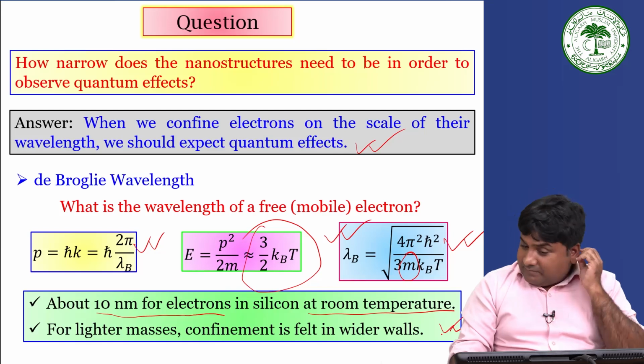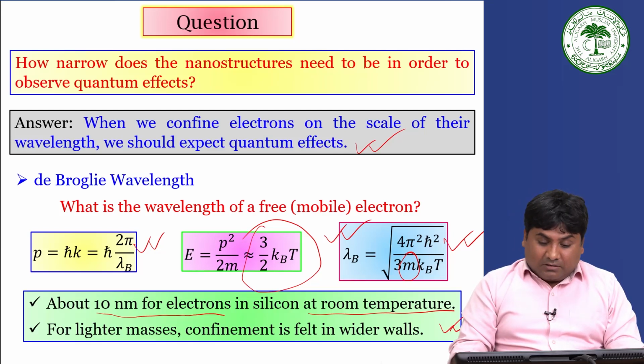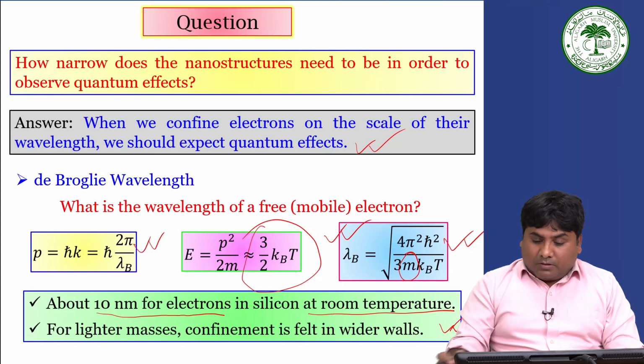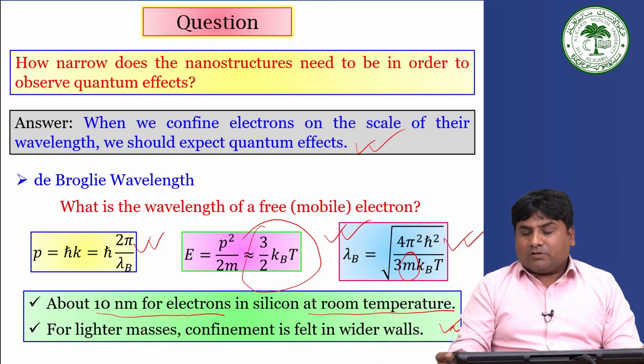So in case of germanium, the mass is less. Because of that, the wavelength will be much bigger. From that you can get the information about where the confinement effect will be observed. In case of silicon, the size should be below 10 nanometer, then you will observe the quantum confinement effect.